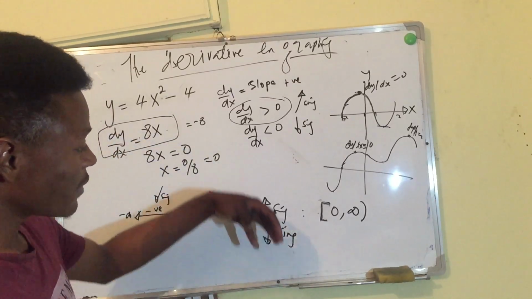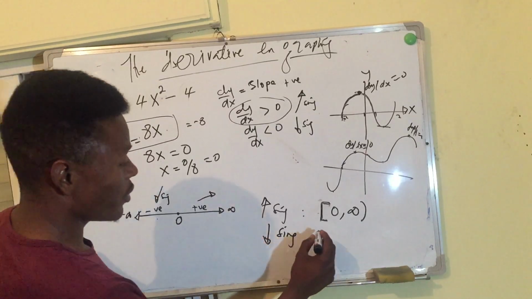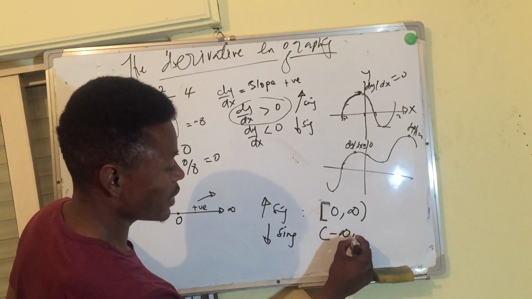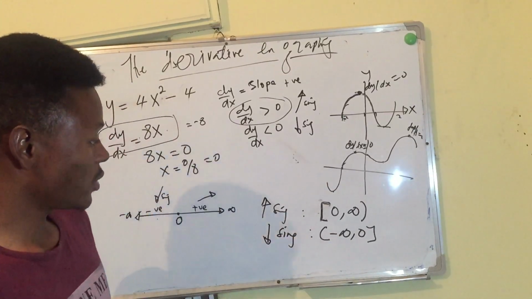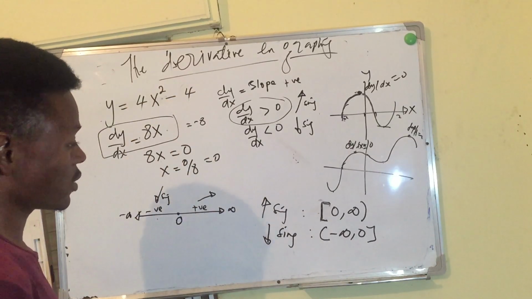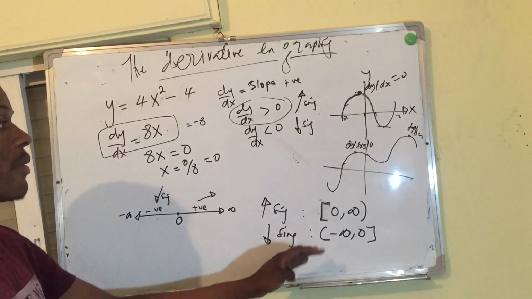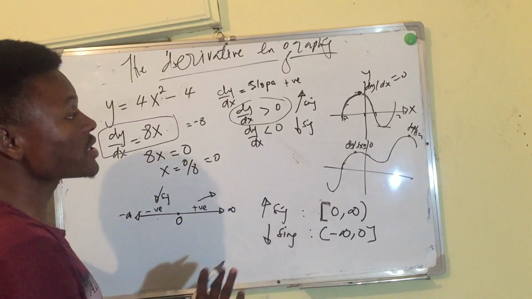So the graph is decreasing on which interval? From negative infinity to 0. So from negative infinity to 0, we use square brackets, so the function is defined at x equals 0. So this is what is happening. So concavity, and this is increasing and decreasing.